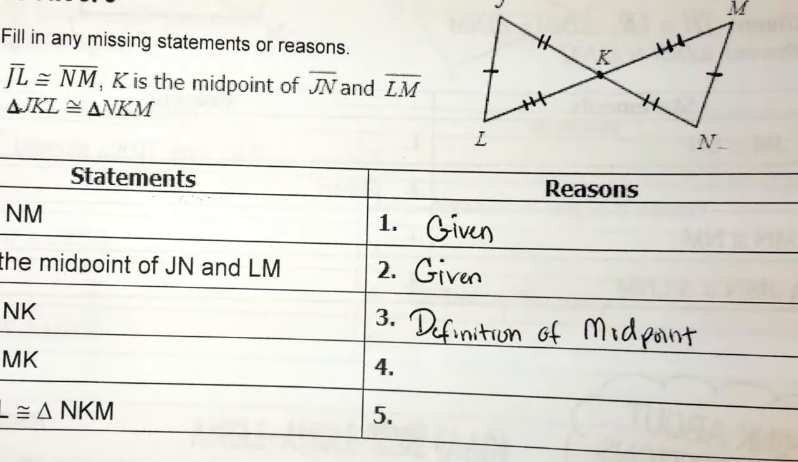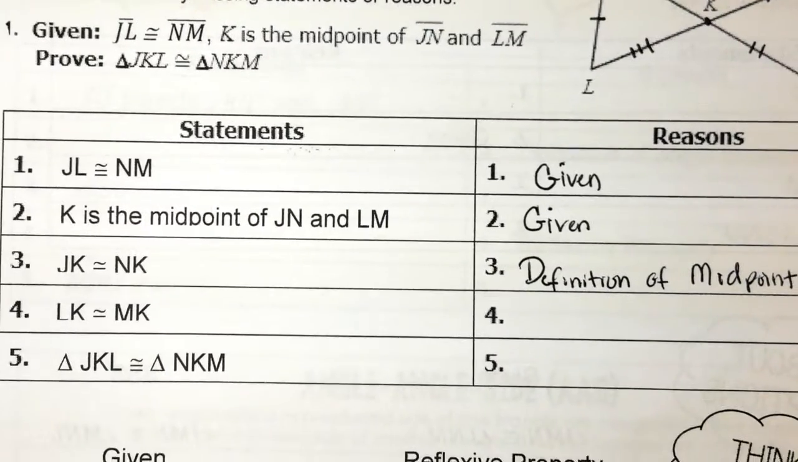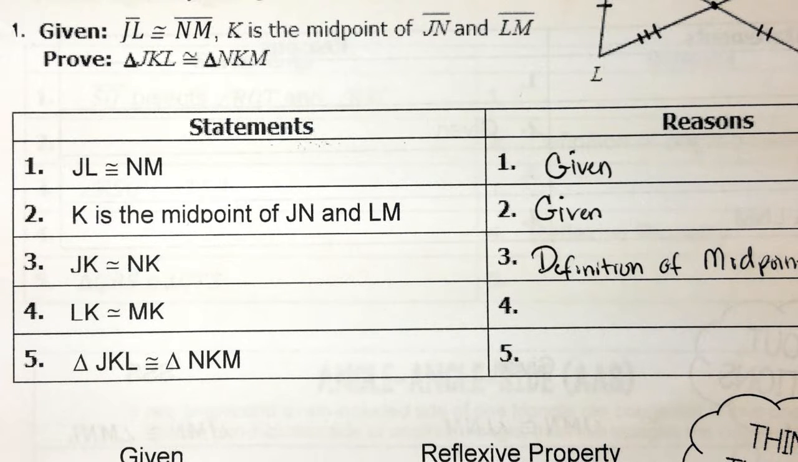Next line. So line 3 was definition of midpoint. The reason, next line. LK is congruent to MK. How do we know those two are congruent? LK is congruent to MK. Same exact thing. Definition of midpoint.